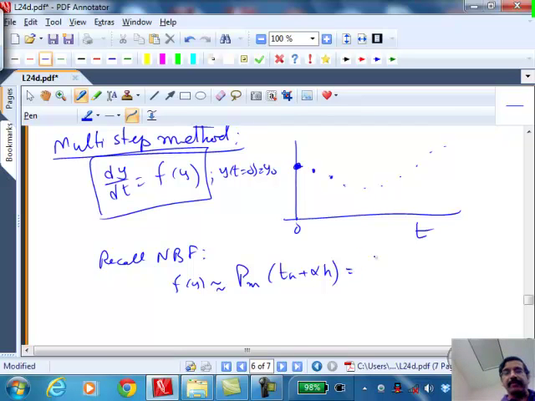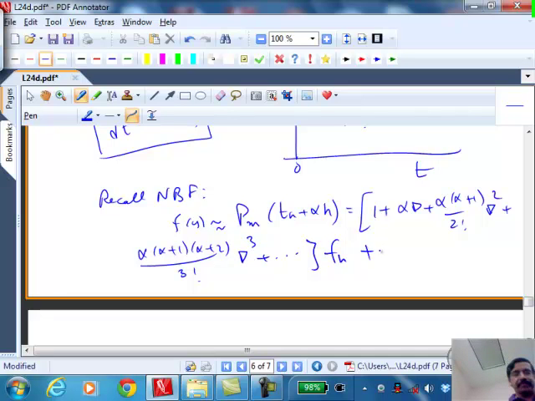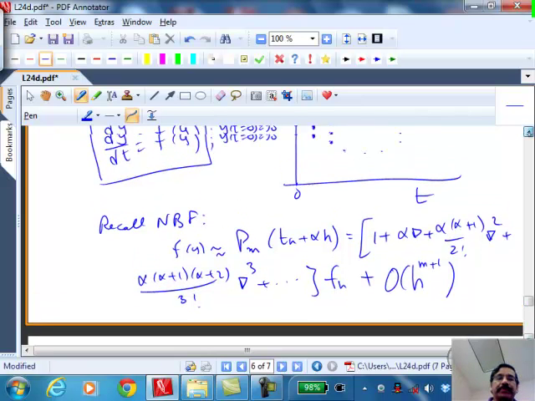And that formula is given by 1 plus alpha delta plus alpha times (alpha plus 1) over 2 factorial delta square plus, it continues on, alpha times (alpha plus 1)(alpha plus 2) divided by 3 factorial delta cube, at Fn, plus a truncation error which is of order h to the power m plus 1. So if I take m terms in the series, the truncation error is going to be of order h to the power m plus 1.